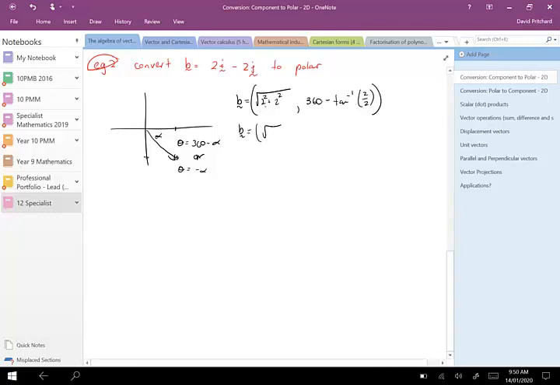So I've got the square root of 4 plus 4, which is 8. And I've got 360 subtract arctan of 2 on 2, which is 45 degrees. So if I simplify this, I end up with 2 root 2, and 360 take 45 is 315. And there we have it. Vector B in polar form is 2 root 2 and 315 degrees.